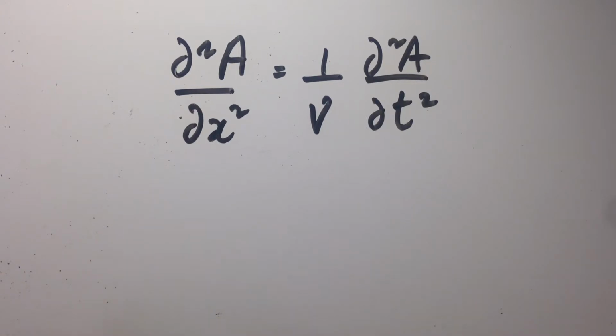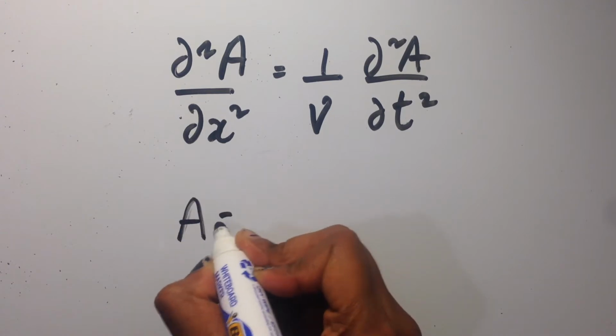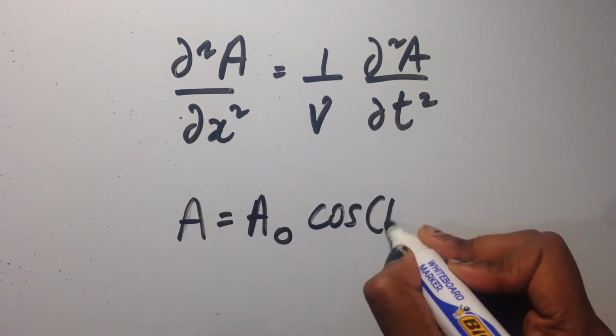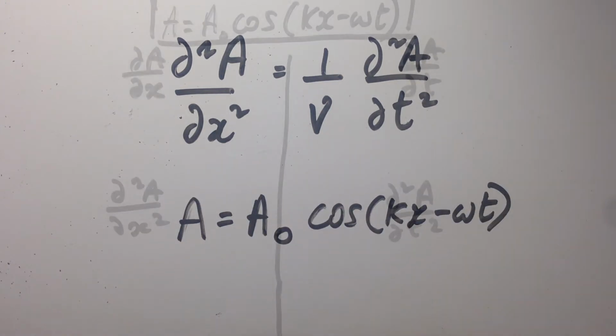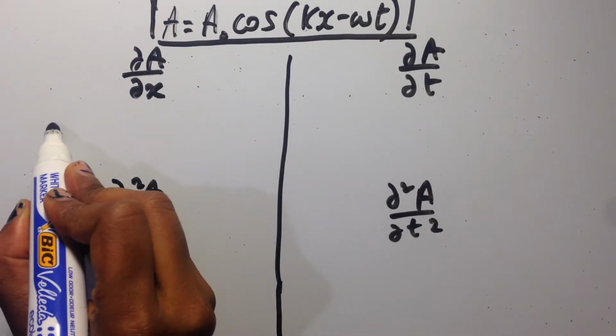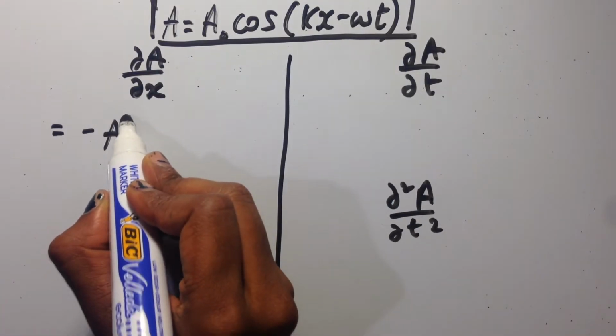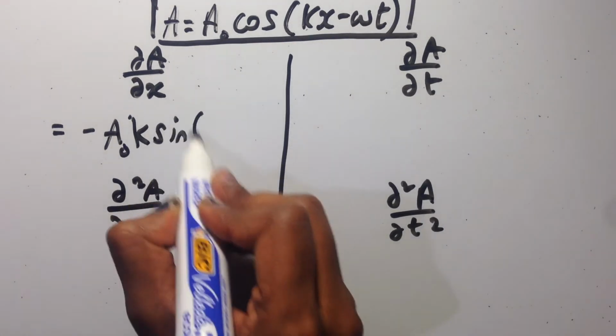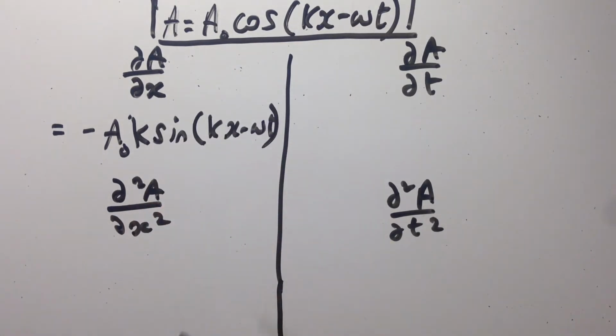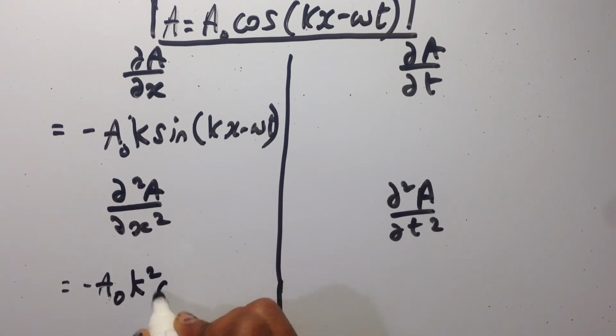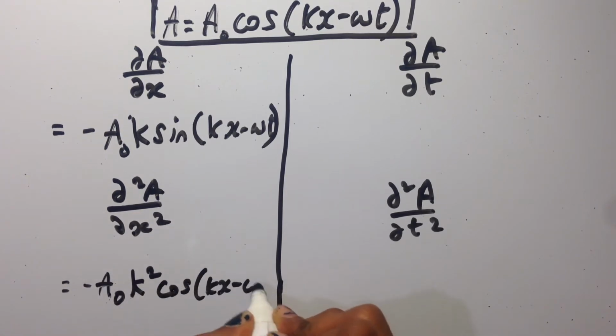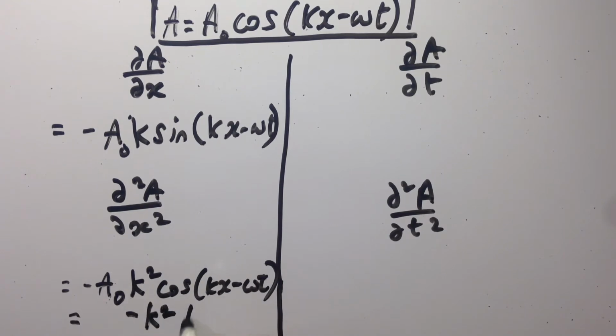Let's start with the general plane wave equation and solution. Our general solution will be A equals A naught cos(kx minus omega t). Let us now differentiate our solution with respect to x, and then differentiate again, so we obtain d squared A by dx squared. We therefore obtain minus k squared A.